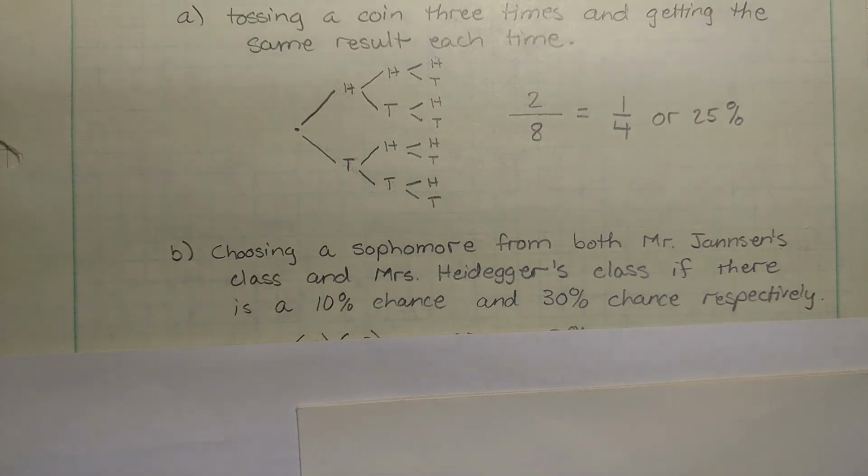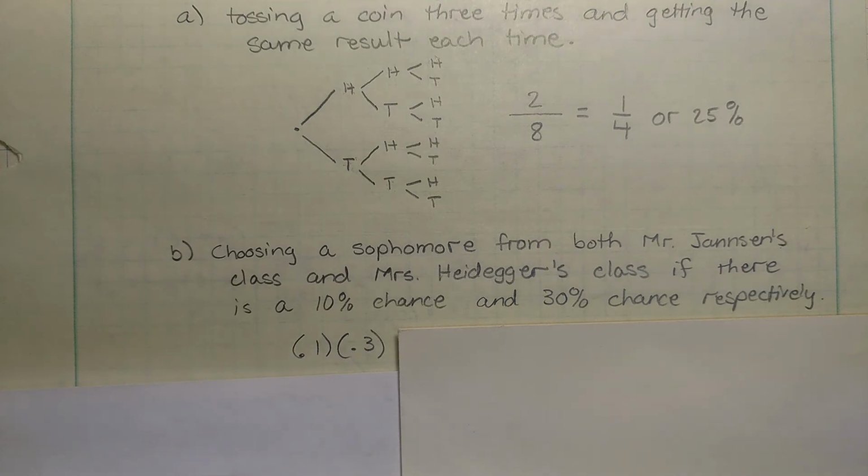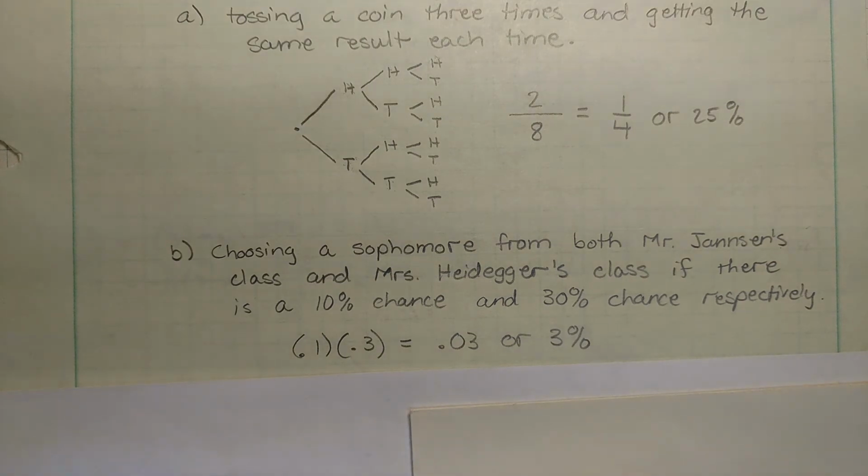We want them both to happen. So that's an "and" situation, so we will multiply. So we have 0.1 times 0.3. Multiplying those together, we get 0.03 or 3%. So when we do the multiplication, we have to change those percentages to decimals, do the multiplication, get a decimal answer, and then change back to percent.